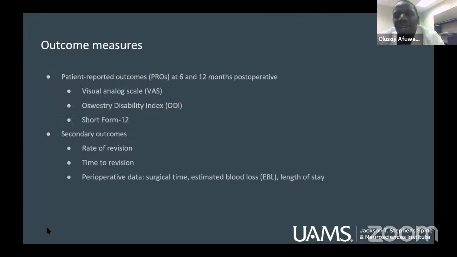The primary outcomes measured here are patient-reported outcomes, including the visual analog scale for pain, the Oswestry Disability Index, as well as the Short Form 12 for quality of life. The secondary outcomes were time to and rate of revision of the implants, as well as perioperative data, including surgical time, estimated blood loss, and length of stay.